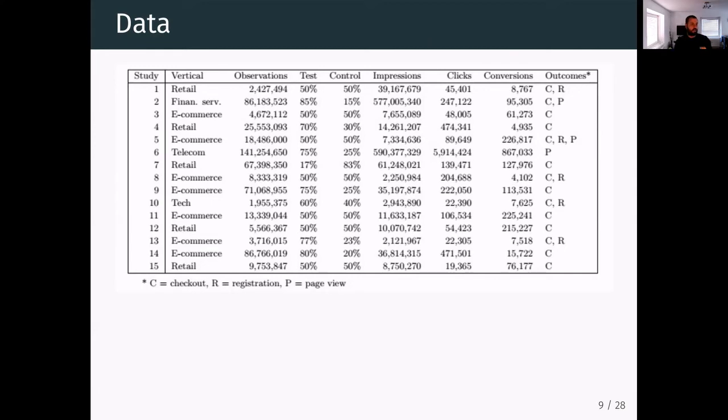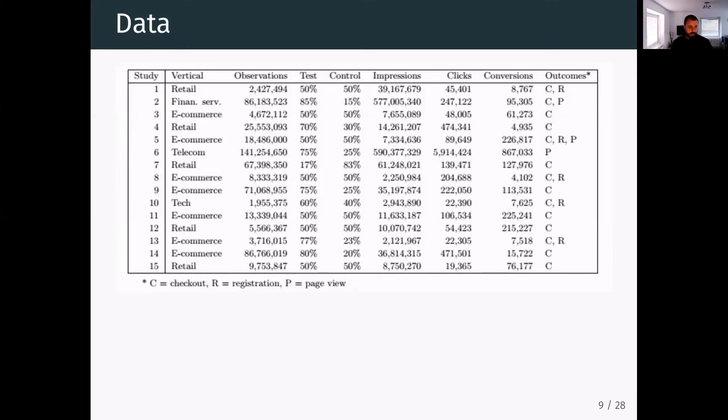It's going to be a test group. It's going to be a control group. The ratio of test to control is going to vary over experiments. It's not going to matter too much. And then there's going to be impressions. So how many people saw the ad? Clicks. How many people clicked on the ad?